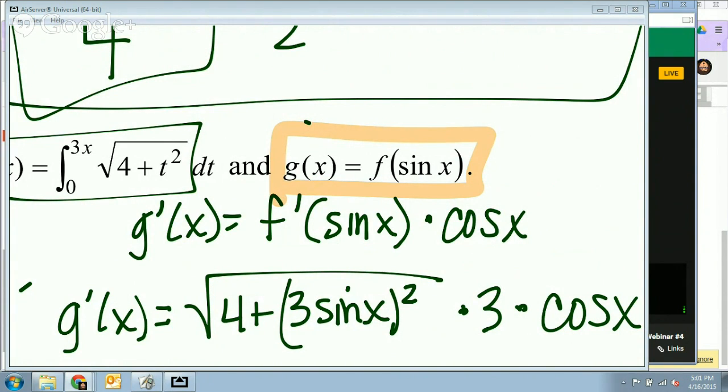Okay, so when I looked at this, I just started with like, okay, pretend I don't know anything else. I'm just going to take the derivative using the rules that I know.